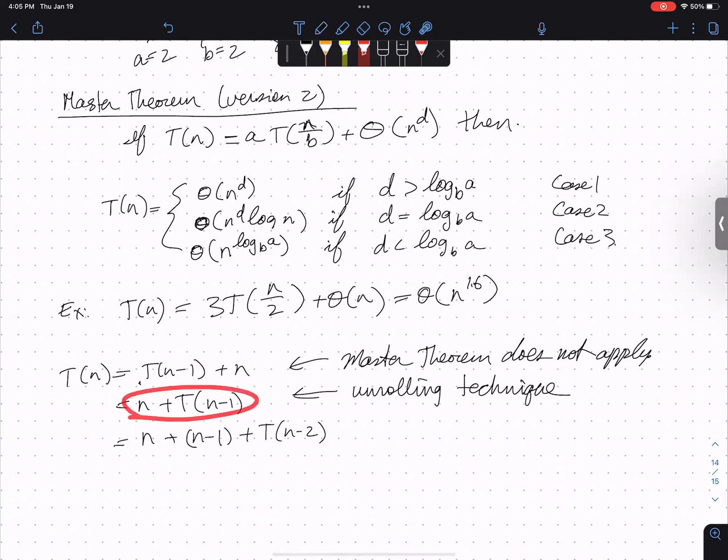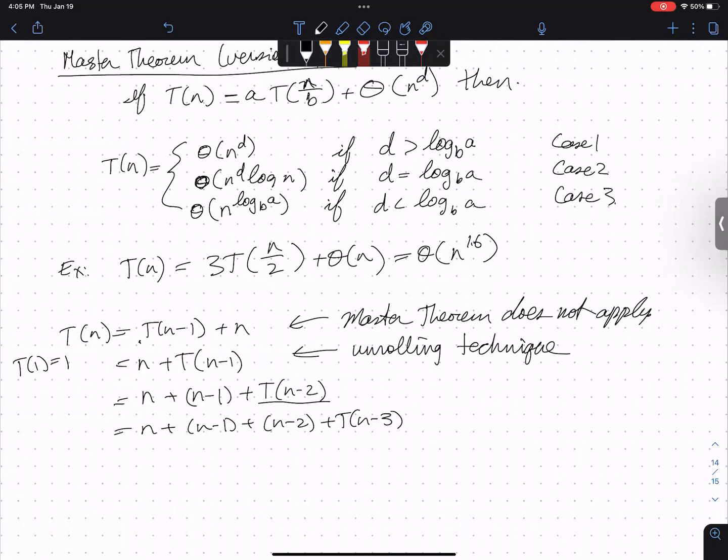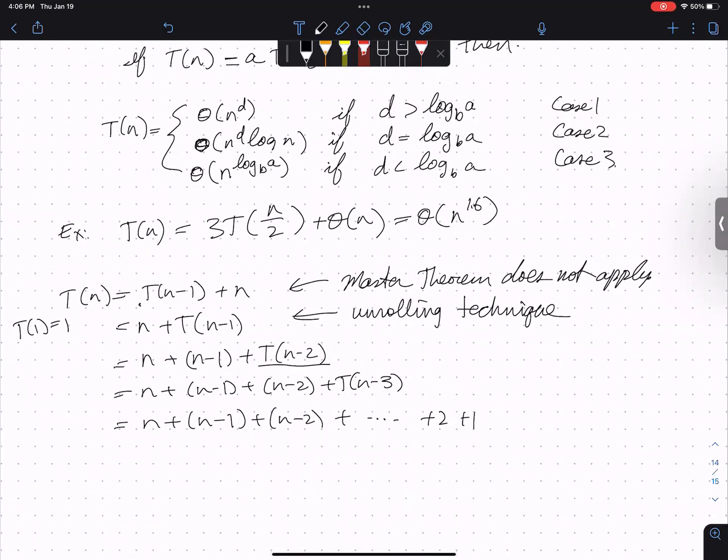We're just applying this, but with n minus one. And we repeat, so T of n minus two, we unroll that as well. And that becomes n minus two plus T of n minus three. And let's say you should have a base case that T of one equals one. So we keep on unrolling until you start to see what the pattern is. So n minus one, n minus two, it's basically going to be that until we get to one. Plus dot, dot, dot, plus two, plus one. And this, if you remember, is just the sum i equals one to n of i.